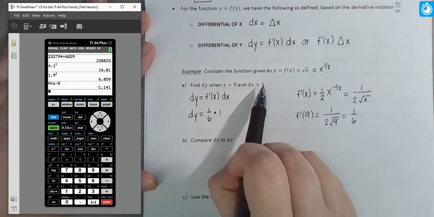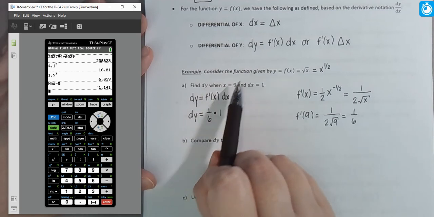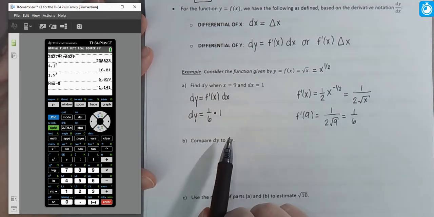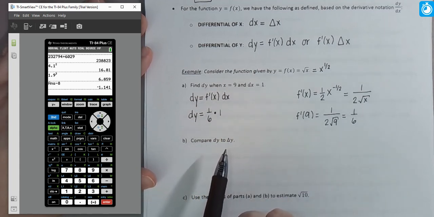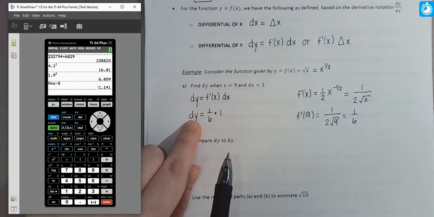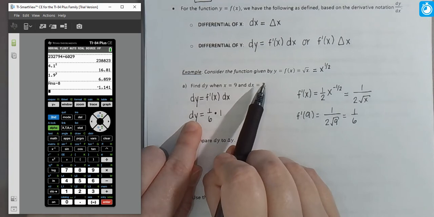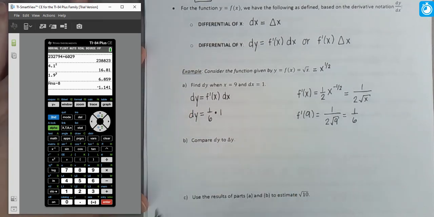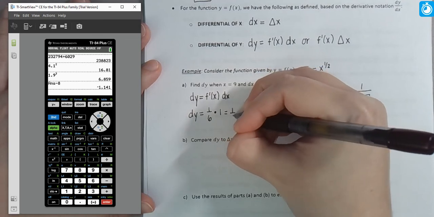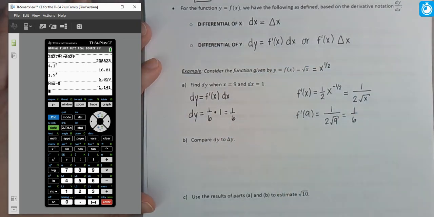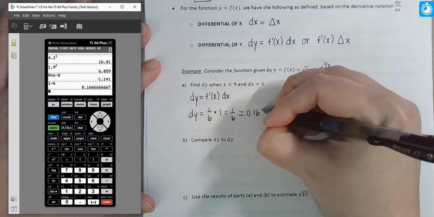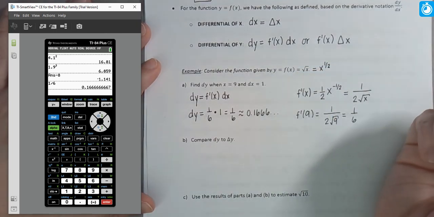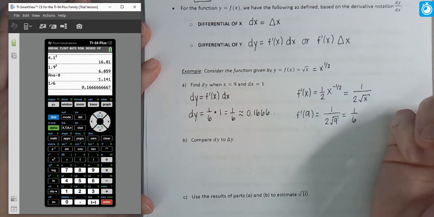Now again, what does this represent? It represents our transition from the current x value to the next x value we want to go to. So in other words, we're transitioning from x equals 9 to 1 unit higher, x equals 10. So the associated change in y to go from x equals 9 to 1 unit higher is going to be 1/6 times 1, which is 1/6. And if we wanted an approximation of that, 1 divided by 6 is approximately 0.1666...7, so on and so forth. We would keep getting 6's, and it just repeats indefinitely.